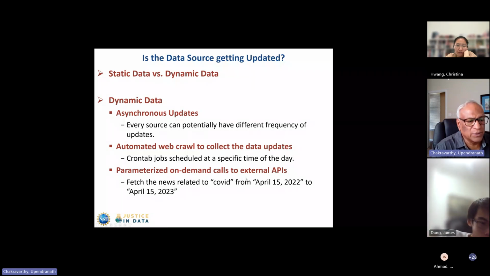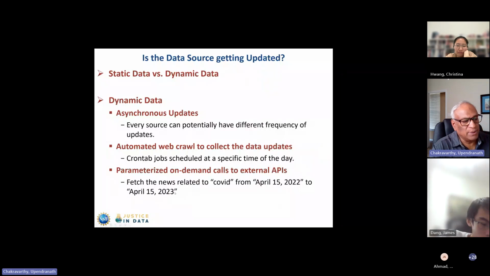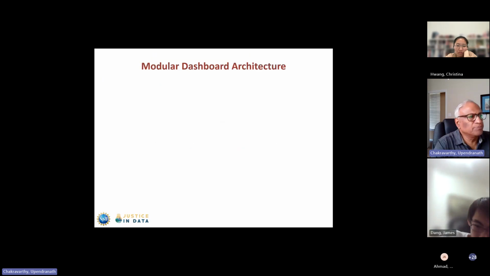Parameterized on-demand calls for external APIs. For example, if you want to fetch news related to COVID for a particular interval, then you can parameterize it. We needed this because we are giving base and target periods.